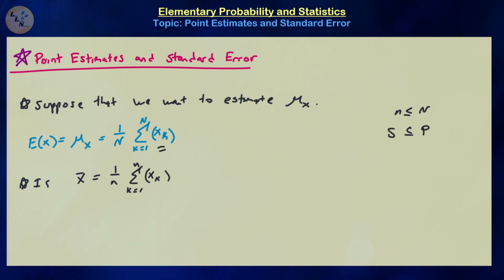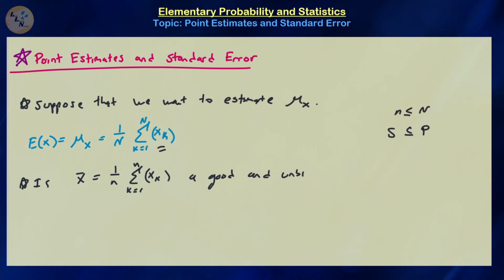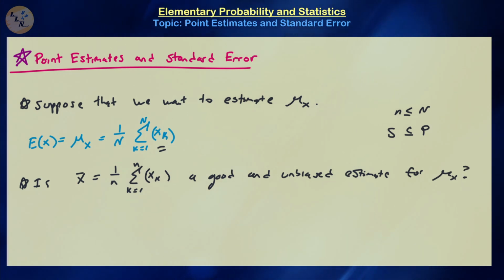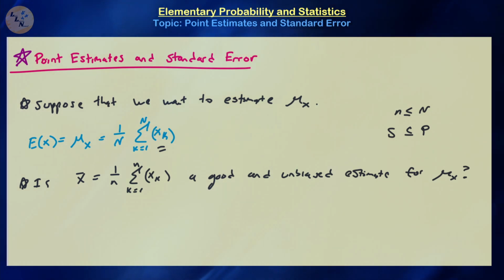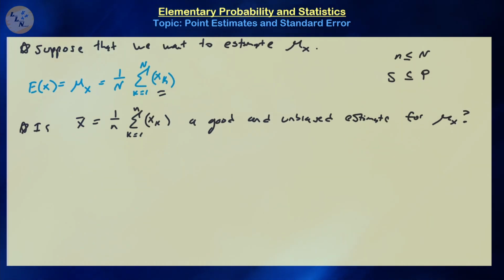But is this statistic, x bar, a good and unbiased estimate for mu x? And if it is a good and unbiased estimate, is there some error that it inherently has when we're using it to approximate mu x? So we're going to be looking at this and a couple other metrics in a little bit of detail in this discussion. So first off, is it a good estimate for this parameter mu?